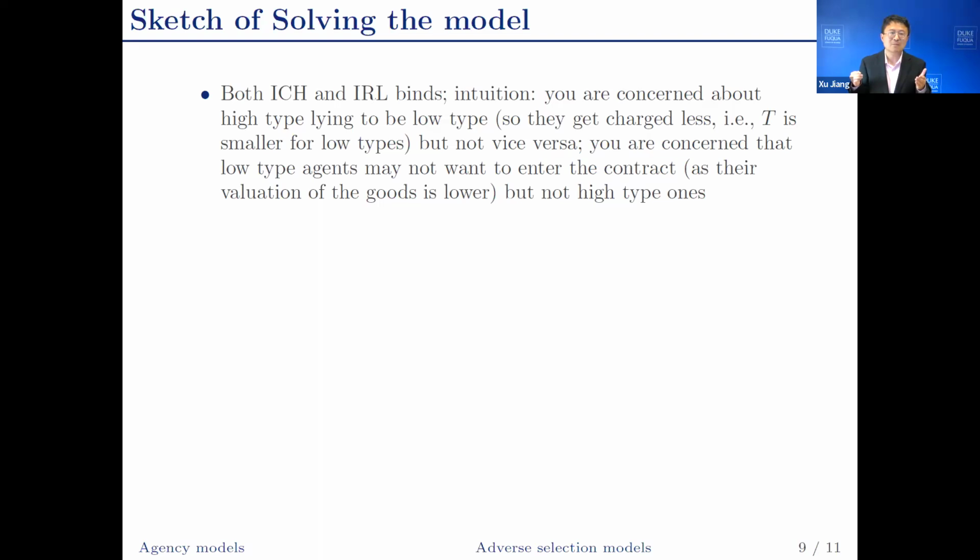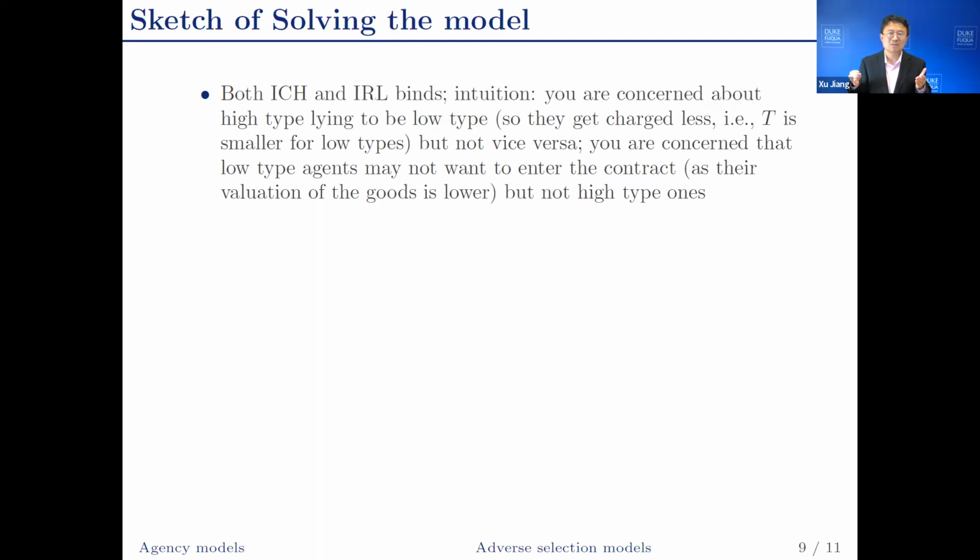You're not concerned about low type lying to be high type, because in this case, low type has to buy more goods and pay more, and they do not value the goods as much as high type. In terms of individual rationality constraints, you're concerned that low type agents may not want to enter the contract because their valuation of the goods is lower.